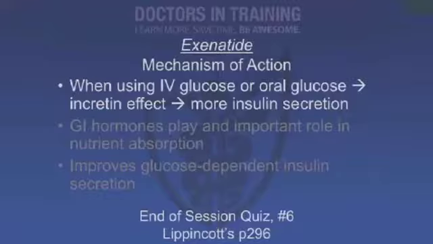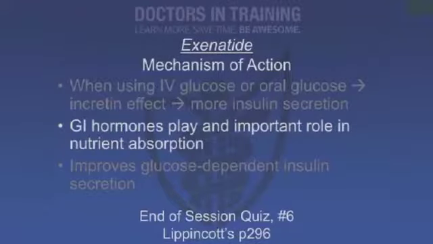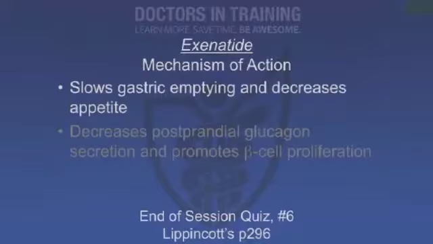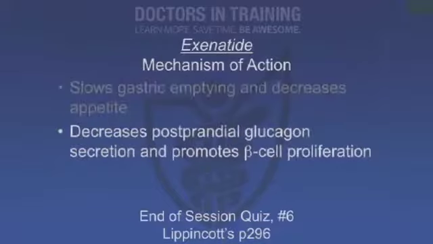Next, what is the mechanism of action of exenatide? So this is our incretin mimetic. The incretin effect is basically when you have IV glucose or oral glucose, you get more insulin secretion as a result of getting that glucose load. So the GI hormones play an important role in nutrient absorption. Exenatide is a GLP-1 gastric hormone homologue. This improves the glucose-dependent insulin secretion, like we just said. But you can also get some slowed gastric emptying and some decreased appetite. And then you also get decreases in the postprandial glucagon secretion. And then finally, it can promote beta cell proliferation.